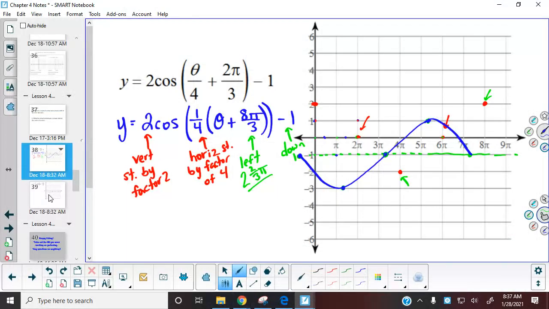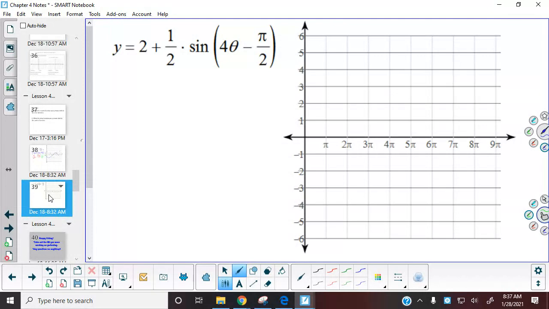So let's go ahead and take a look at the second one. The second one here is a sine function. Okay, so the very first thing that we want to do is rewrite this. So we have y equals 2 plus 1/2 times sine. And then in my parentheses, I'm going to pull that 4 out, make that a theta minus. And again, if I undo distribution, I'm actually dividing by 4 to get my new value that's going here. And so that's going to become pi over 8.